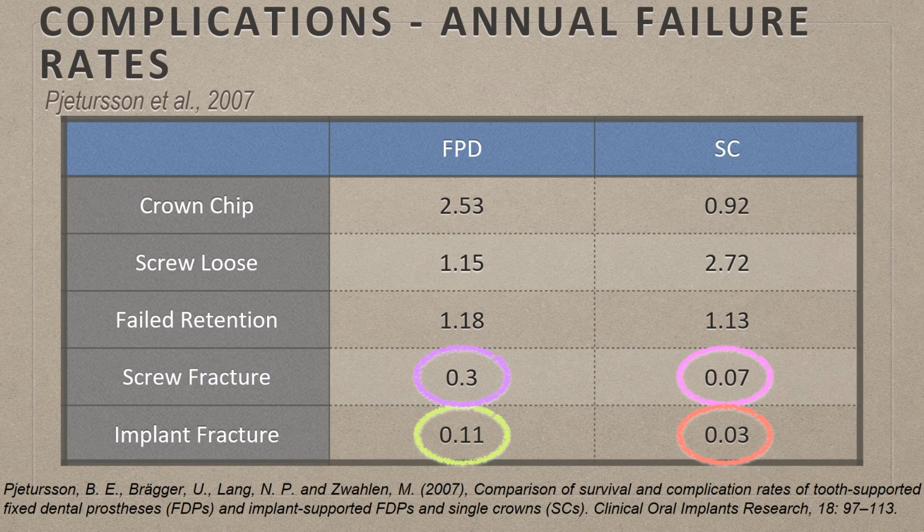This is another systematic review paper that discussed the complications of implant crowns and fixed partial dentures, including crown chipping, screw loosening, failed retention, fracture of screw and fracture of implant. Occlusal loading might have contributed to all these mechanical complications here.